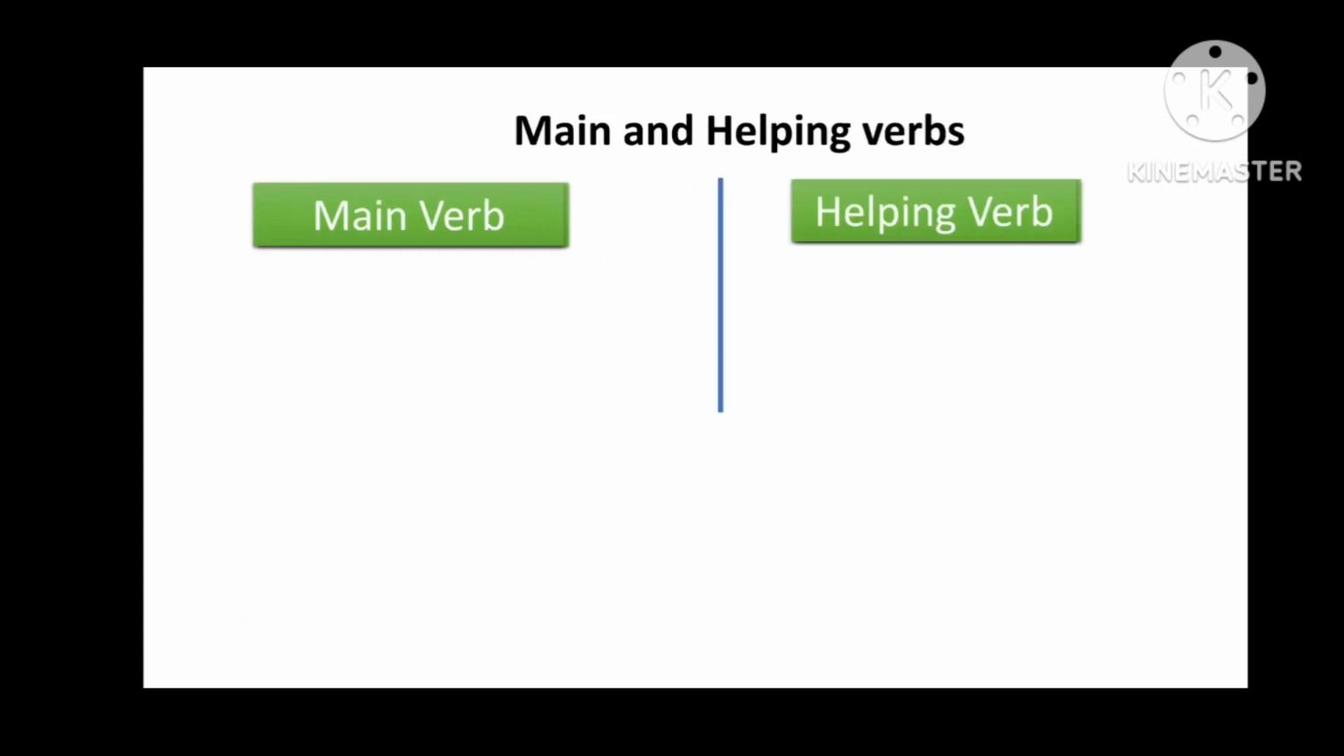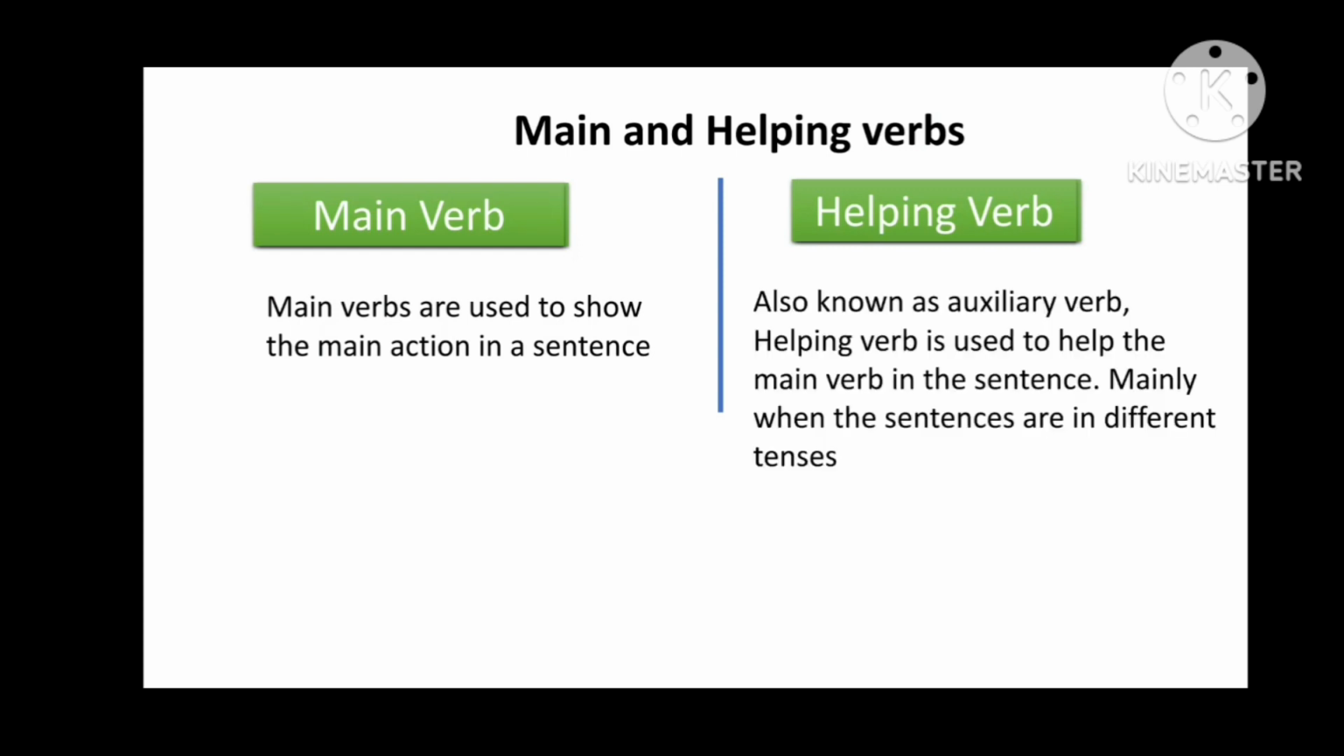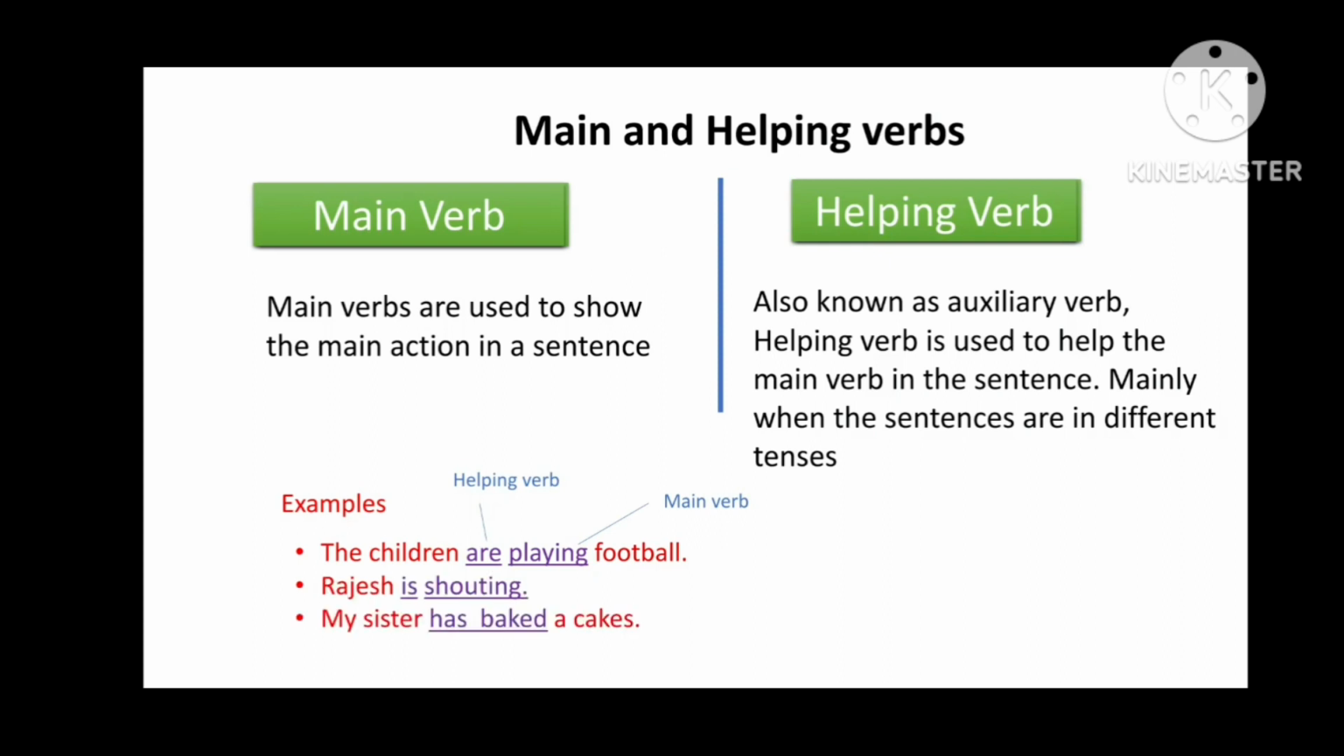Next is main and helping verbs. While main verbs are used to show the main action in the sentence, helping verbs, which are also known as auxiliary verbs, are used to help the main verb in the sentence, mainly when the sentence is expressed in different tenses. For example, the children are playing football. In this sentence, playing is the main action, hence it's the main verb, and the word are is the helping verb. We cannot express a helping verb without the main verb. We cannot say the children playing football. It will be a wrong sentence. Hence, we need a helping verb to express the proper meaning of the sentence.